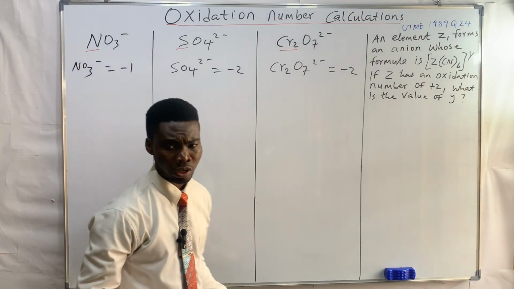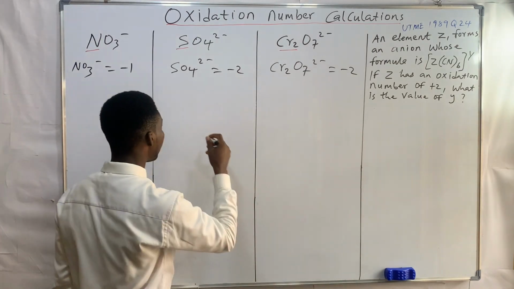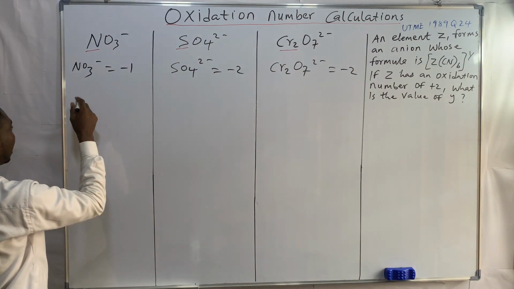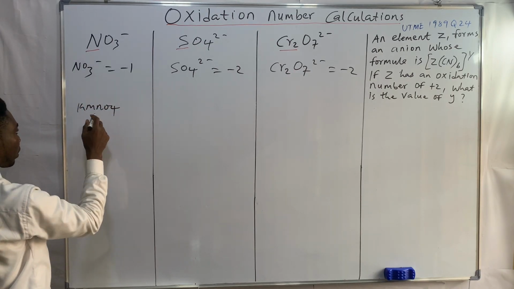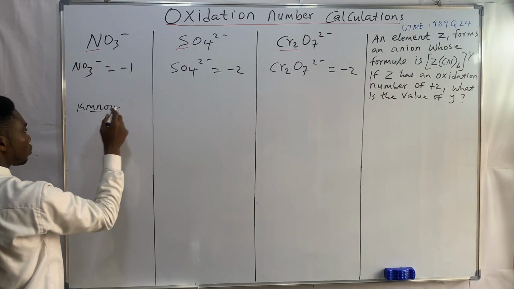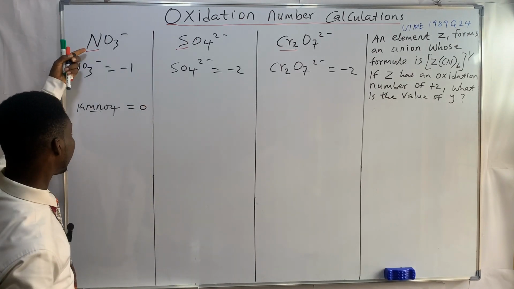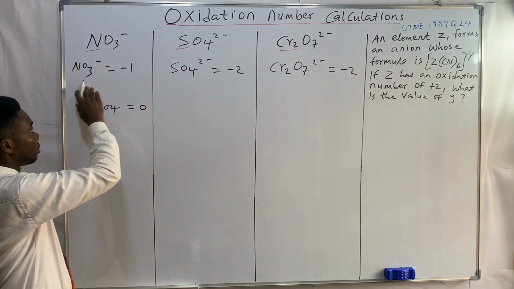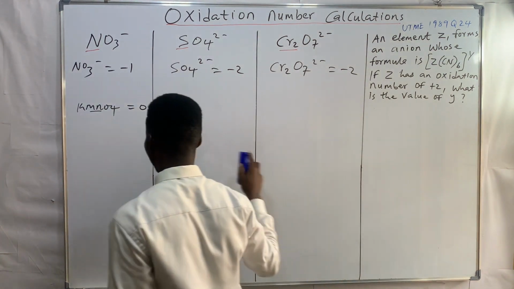But if it is a neutral compound, you don't have to do that. You equate to 0. For example, let's say I want to calculate the oxidation state of manganese in KMnO4. This is a neutral compound, so I'm going to equate it to 0. But for charged species, it's usually equated to the net charge. That's the very first thing you must know.